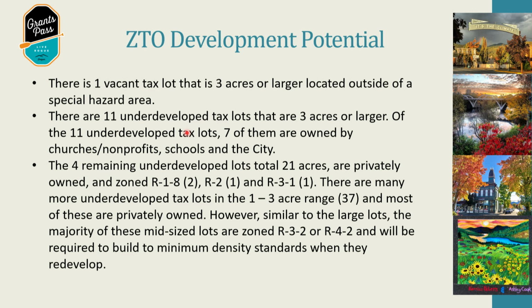The 4 remaining underdeveloped lots, as I mentioned, there were 7 that are owned by churches, nonprofits, and schools. Then there's 4 remaining. Those total 21 acres. Those are privately owned, and 2 of them are R18, one of them is R2 and one is R31. So there's many more underdeveloped tax lots in the 1 to 3 acre range. There's 37 of those. But similar to the large lots, the majority of those mid-sized lots are zoned R32 or R42 and will be required to follow minimum density rules.